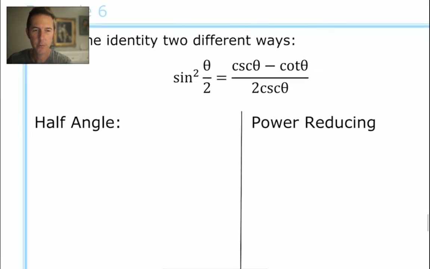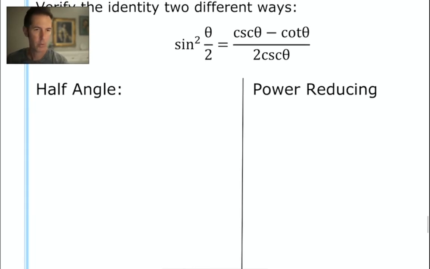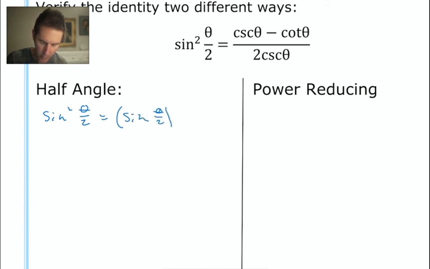Verify the identity 2 different ways. Yeah, this is kind of cute. We could use the half angle identity. So this is sine squared of theta over 2. We're going to use the half angle identity. So realize that sine squared of theta over 2 is the same thing as the sine of theta over 2, squared.